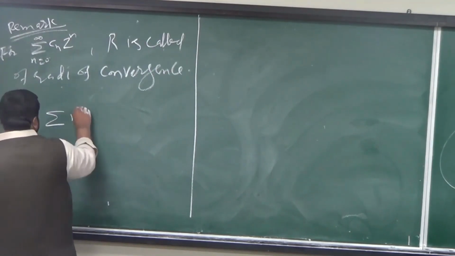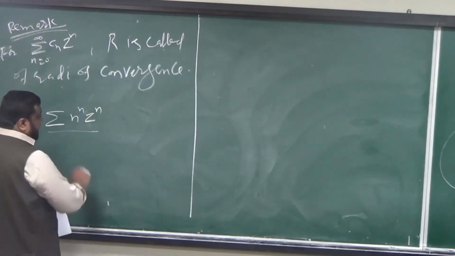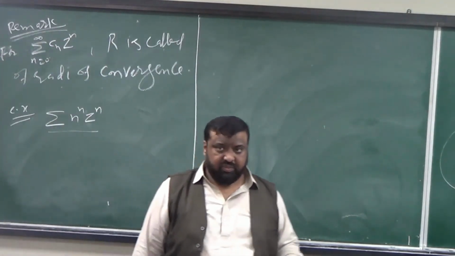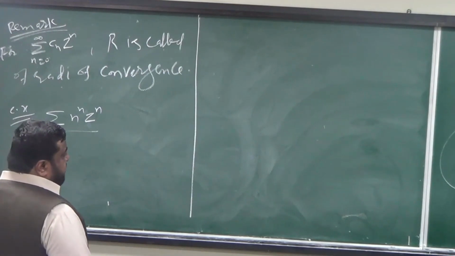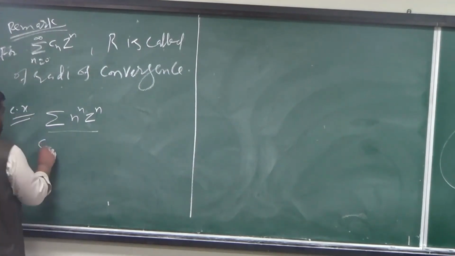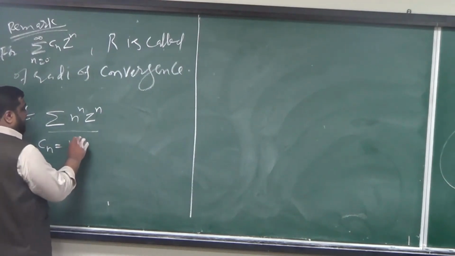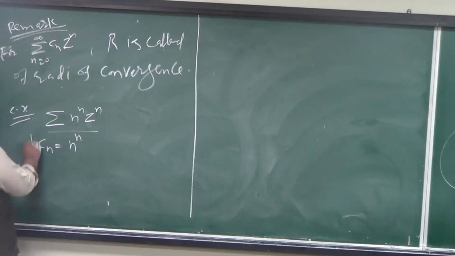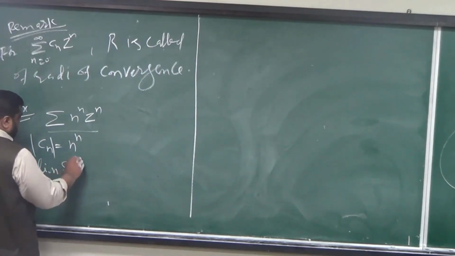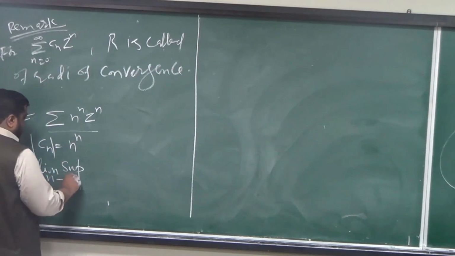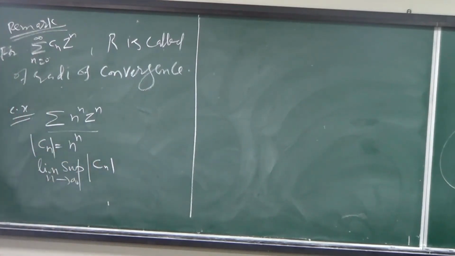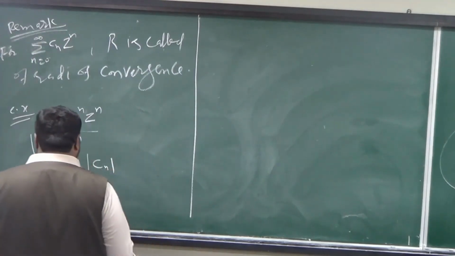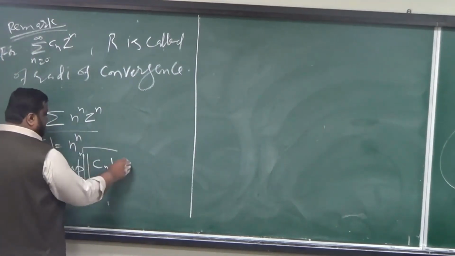Sum of n raised to n z^n. What will be the radius of convergence for this series? First of all, you need to take Cn, which is n raised to n. Okay. And what would be the absolute value of this? And what would be the limsup of this actually? So won't we be taking the nth root? Nth root is the name. So let's take the nth root of this, which is going to be L.